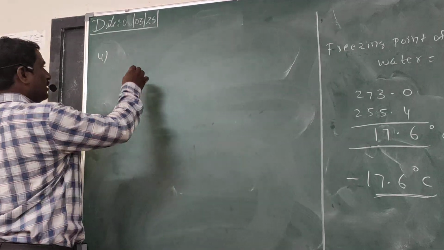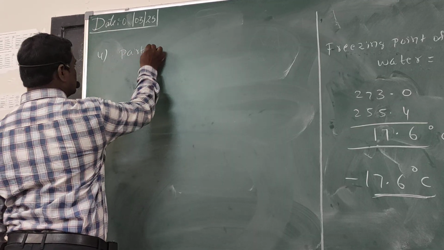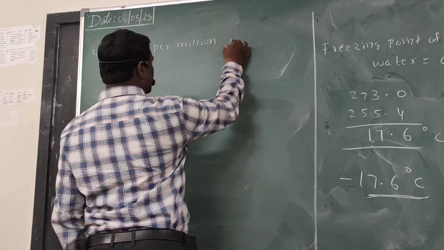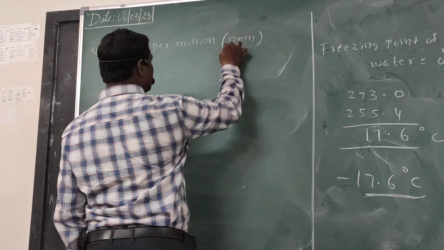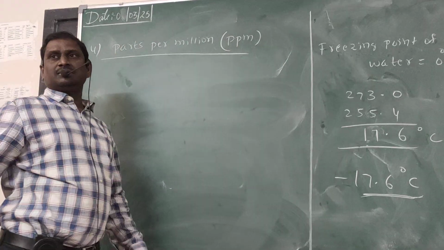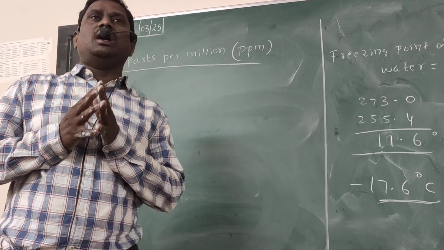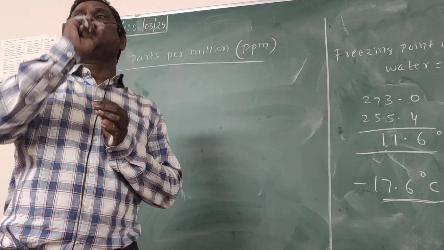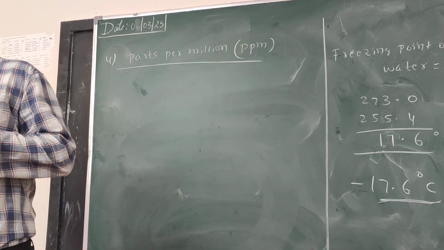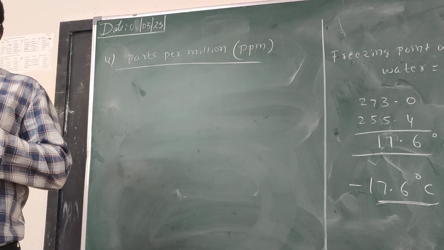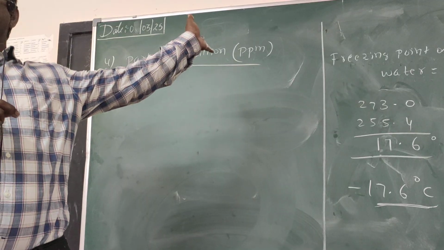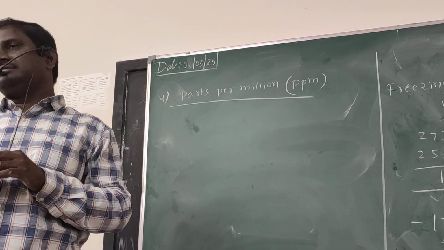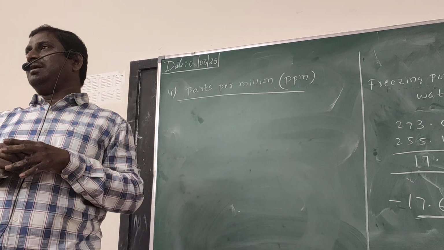Fourth one, parts per million. We can call it ppm for short. Suppose you want to measure a solute in trace quantities. Trace means very minute. Now I told you mass by mass in grams, volume by volume in ml, and mass by volume in gram by ml.